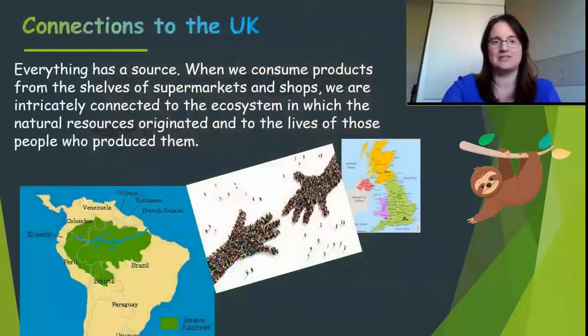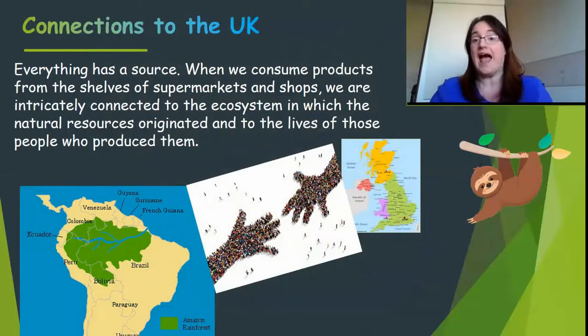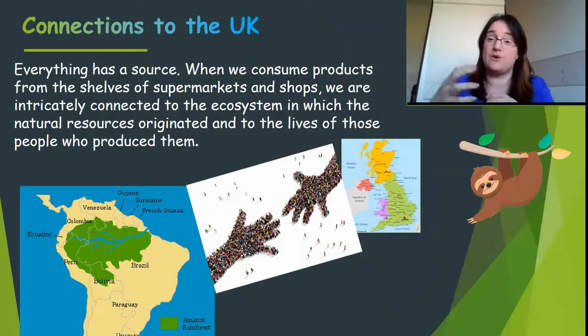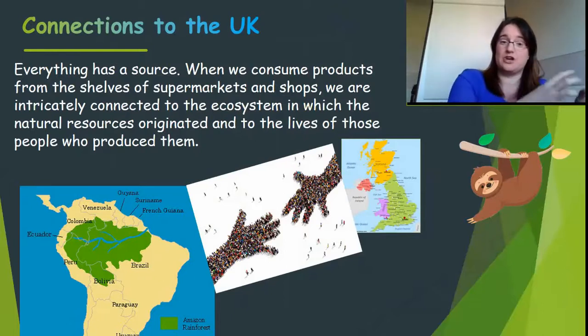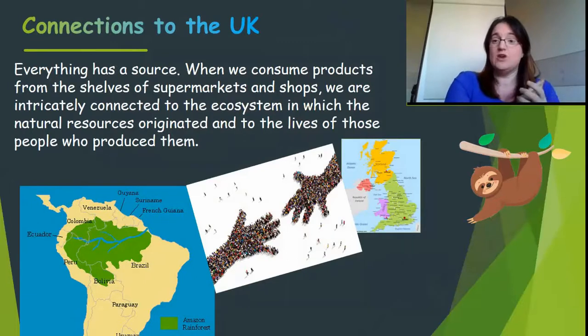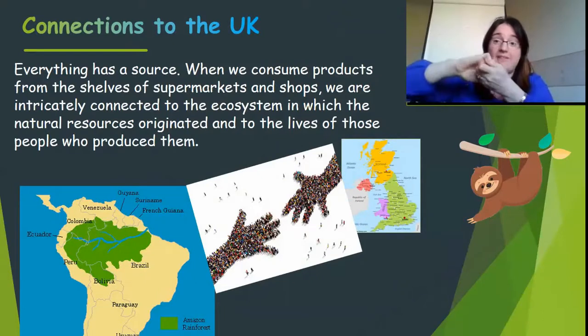Let's think about today the connections between us and the Amazon. So everything has a source. Everything we go and buy in shops and supermarkets has a source. It has a place where it starts from, the basic product that it's made from. And we are really intricately linked to the ecosystems in which those resources come from. So we have things that need a basic product from the Amazon rainforest in order to make them. And that means that there's a link between us and the Amazon rainforest.